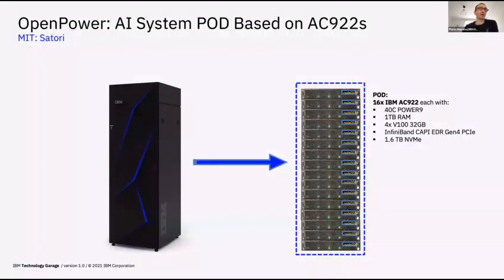So that's something I want to go for. This is a pod, an AI system pod, for example. It's just an example. We have a single pod right now, but it's an example of the pod we have on Satori at MIT, where we can couple 16 of those systems or even more if you have the required cooling. In this case, we can have 16 AC922, each one with 40 cores, SMT4, 1 terabyte of RAM. We have in that case four V100, InfiniBand, and NVMe locally to accelerate the storage. You can actually form a pod and then you can multiply this pod while you are working on a bigger problem.